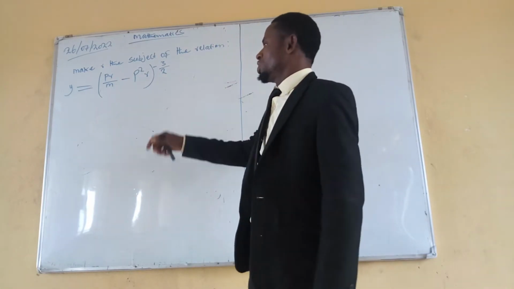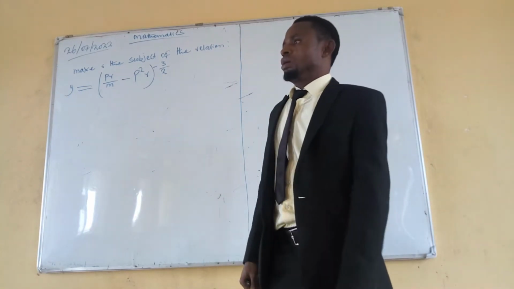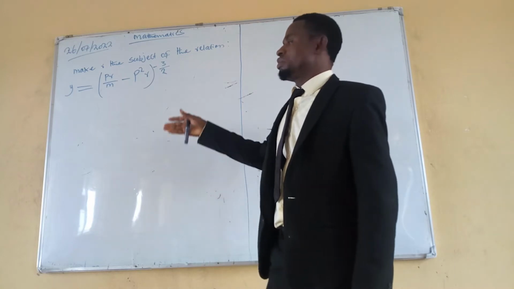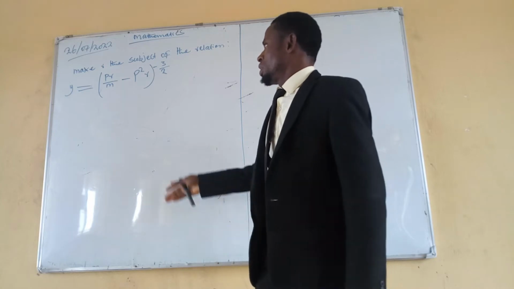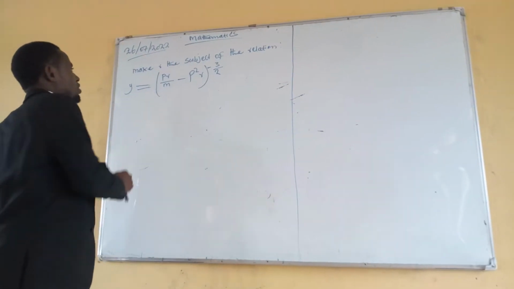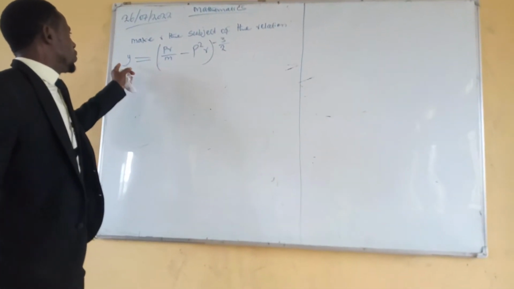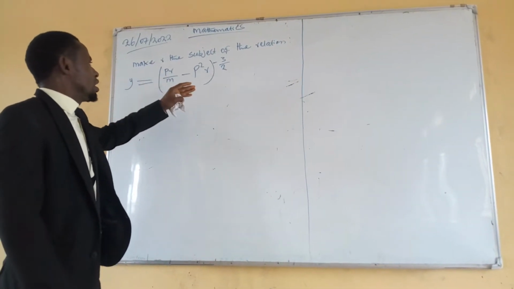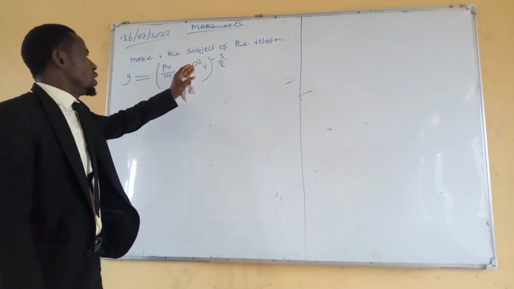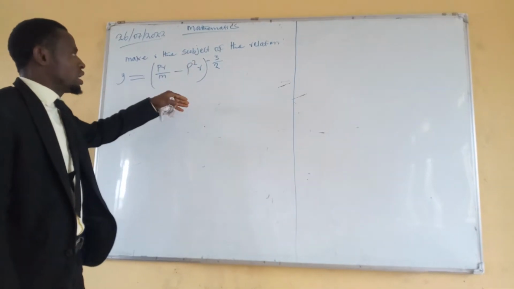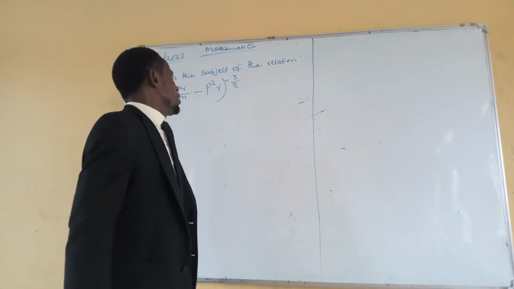This is a 2022 WAEC question on change of subject of a formula. A lot of students mess up this question, so it is important we talk about this today. The question says, make R the subject of the relation. The relation is y equals open bracket PR all over m minus p squared r, close bracket, all raised to the power of minus 3 over 2.